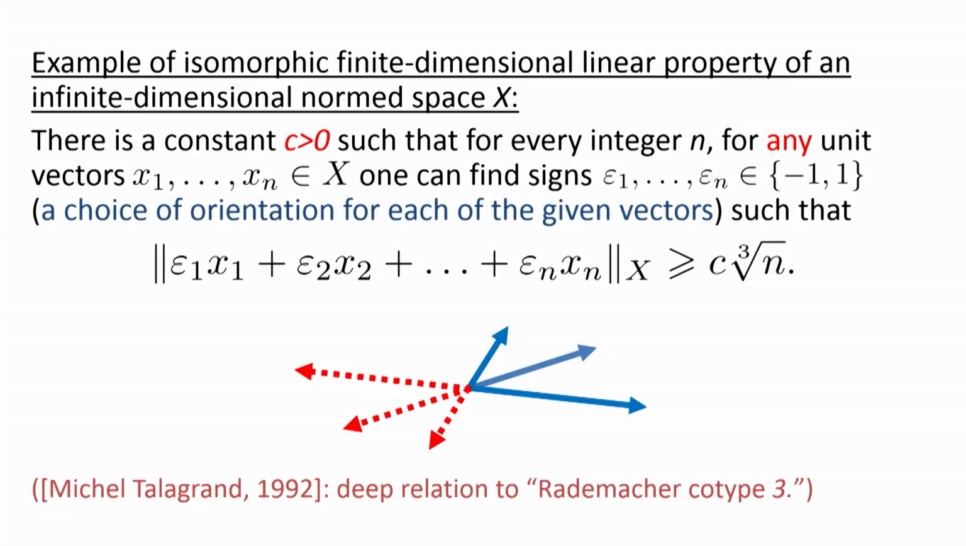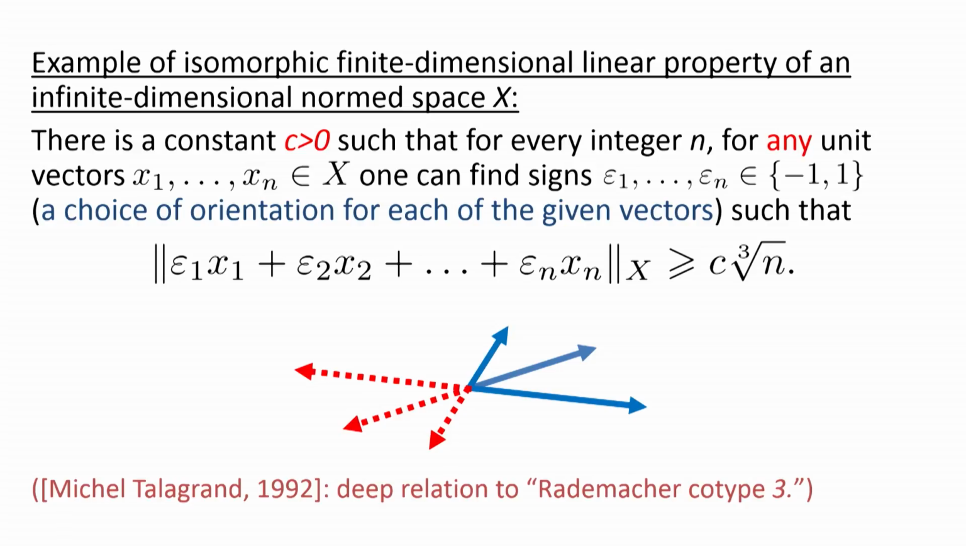Now, those of you who will look at the proceedings when they are available will see that I talk a lot about cotype, or Rademacher cotype, and this is not this notion, but it is related to it by deep work of Talagrand in the 90s. But let's look at this condition. So this is isomorphic in the sense that I don't care what the constant is. If you change the norm by a constant, the new norm will still have this property. It will just, the little c will change. It's linear because it's a condition involving linear combinations of vectors. And it's finite dimensional because it's about finitely many vectors at a time.